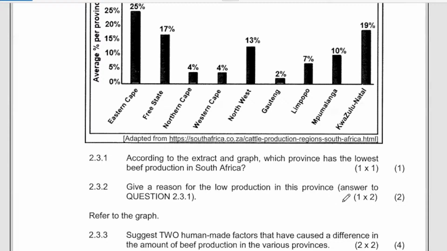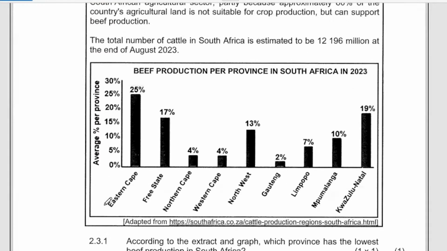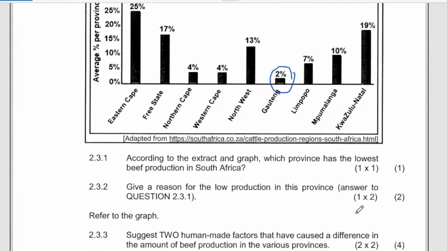According to the extract and graph, which province has the lowest beef production in South Africa? We just have to compare our statistics here. If we check Gauteng, it's the one with 2%. So automatically this is the one, it's the lowest, it's our Gauteng.